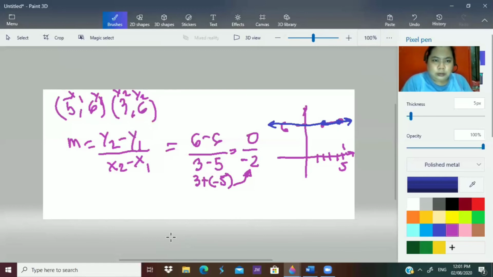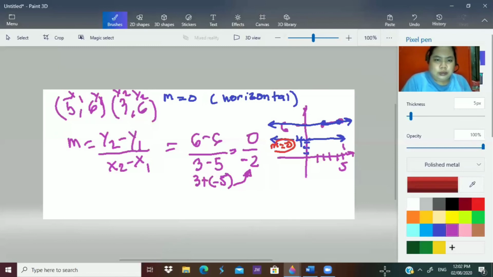So nagiging slope ang 0 kapag ang line ay horizontal. Now, if you remember on my previous video, meron po akong pina-answer na y equals 4. Nasa 4 naman siya. So, itong y equals 4 is horizontal all throughout. So, ang answer, ang slope din po nito ay 0. So, the slope is 0.